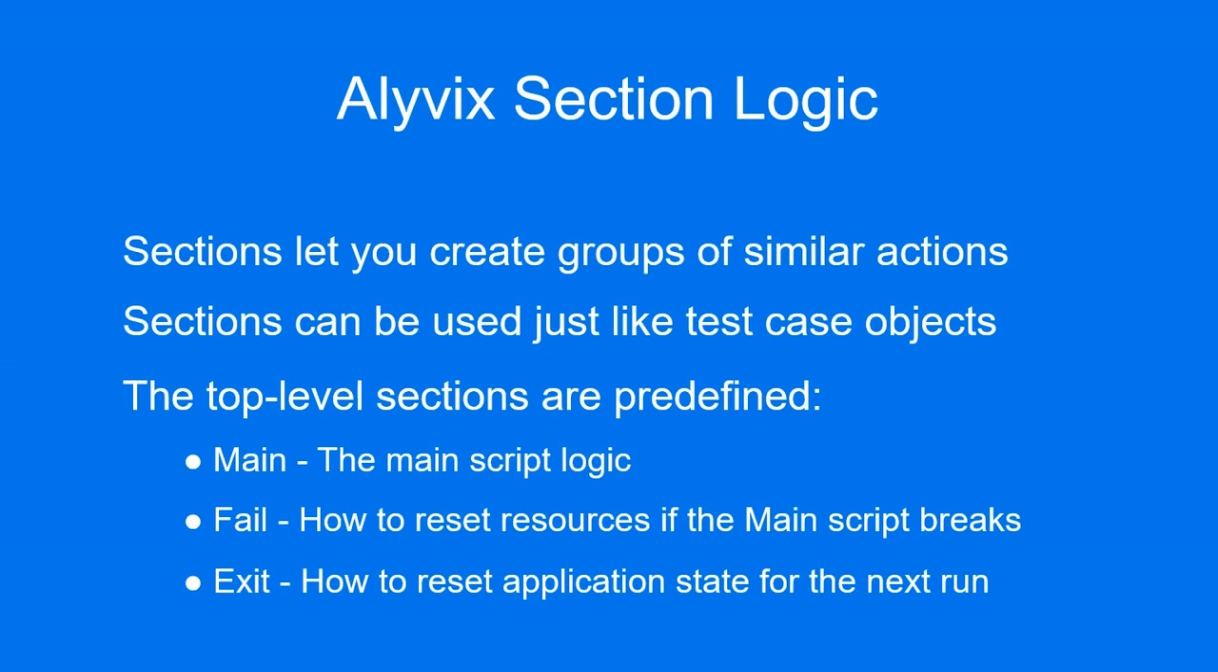So sections in Alyvix let you group test case objects that go together, whether you want to make your scripts more readable or to repeat a certain subset of actions multiple times. The 3 top-level sections are managed automatically. Main and exit will always run, while fail is only executed if the main script breaks.